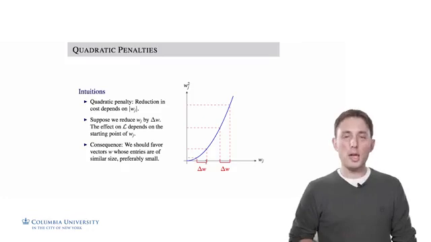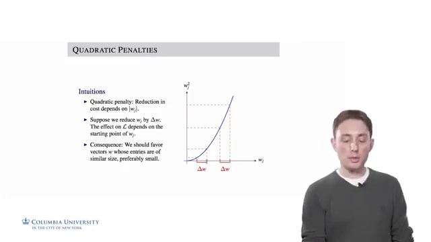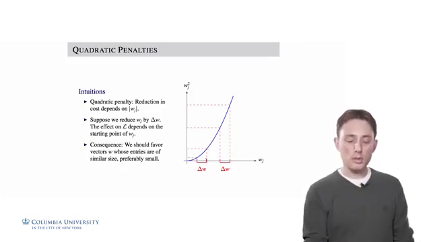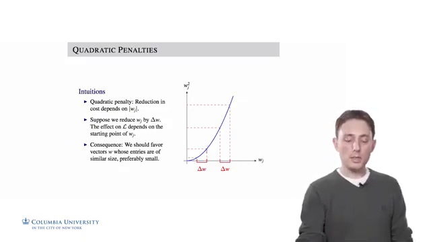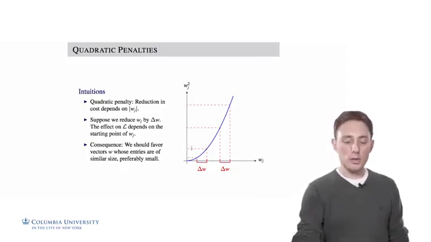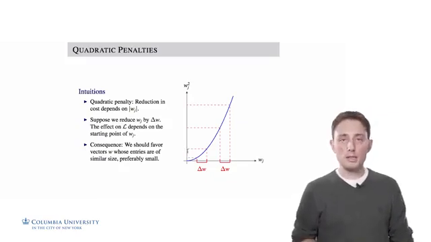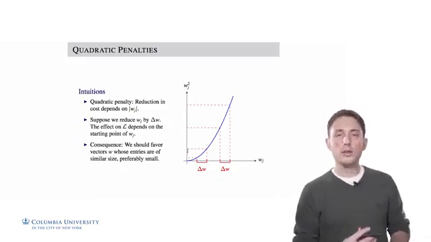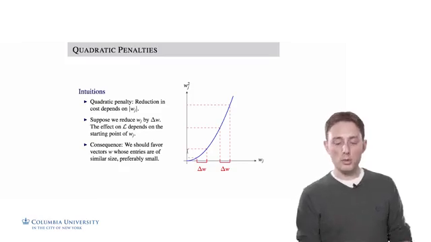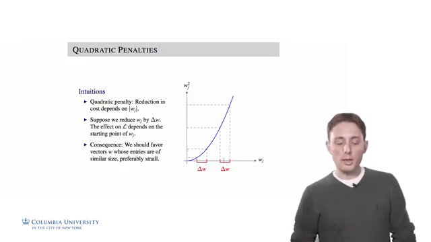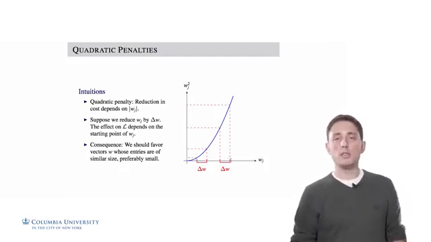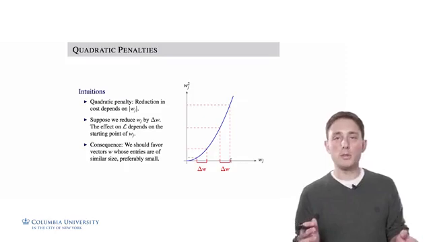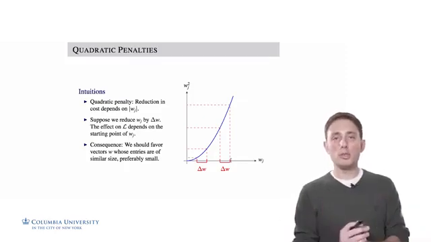Whereas if wj starts out at a smaller value and then we subtract off the same amount, we reduce it from wj to wj minus delta w. Starting from a smaller value, that reduction in the magnitude of w reduces our penalty term by much less. So the squared penalty on the vector w is going to first prefer to reduce the dimensions of w that have larger magnitudes before trying to reduce the dimensions that have smaller magnitudes.